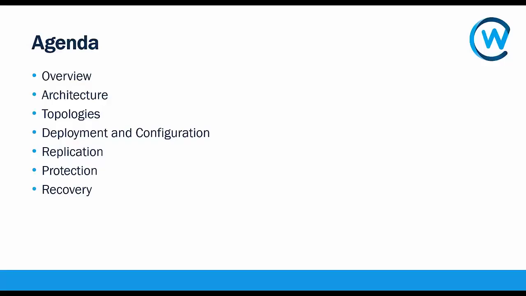We'll also take a look at the deployment and configuration options, a quick run through of what's involved, along with looking at replication, the different types of replication we've got, what choices there are today. We'll then take a look at protection and recovery. So those two topics about how we protect our virtual machines, our applications that the business uses, and how we recover them if anything goes wrong in the production site.